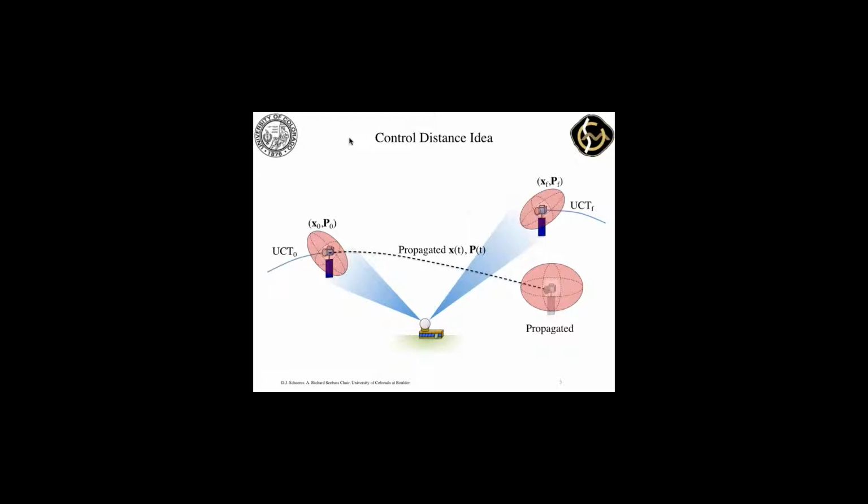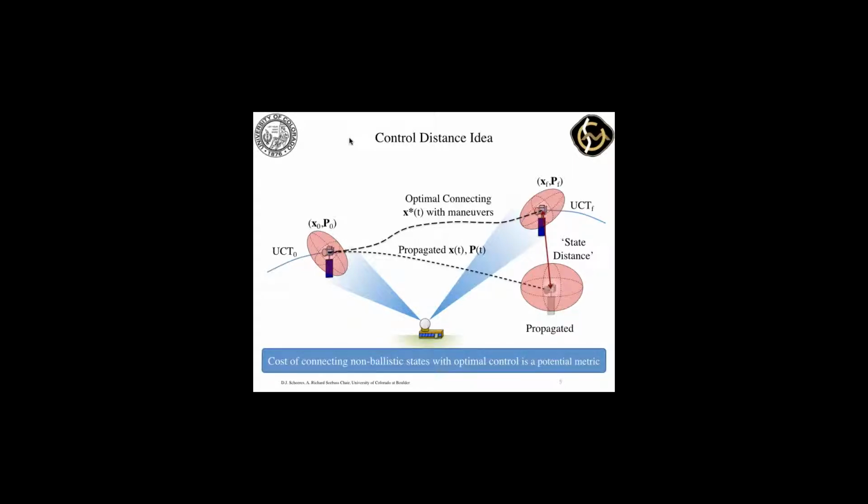And the control distance idea is a way to take what could be quantified as deviations in state distance, which are very hard to interpret in terms of what an object has or has not done, and reinterpret them in terms of optimal control theory. Every time we have a state distance in orbit, we can correlate it with a connecting optimal control policy that would take this trajectory with this uncertainty to this later trajectory. And the value of this optimal control cost function, which connects non-ballistic states, is potentially a distance metric that we can use to measure the distance between satellites in orbit around the Earth. So that's a graphical illustration of the idea.